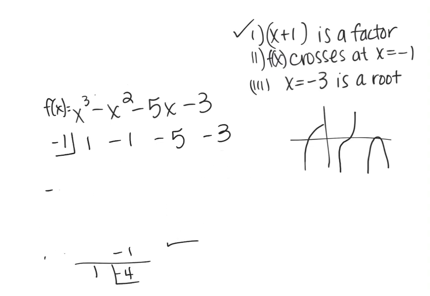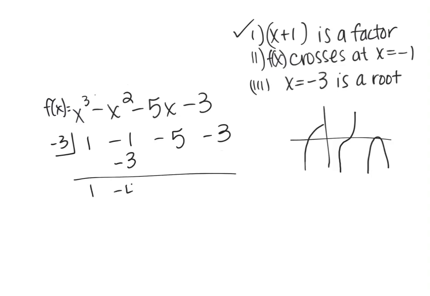So I'm going to erase this, and we'll do synthetic division with -3. If we get a remainder of 0, then we found a root. 1, multiply, add down, multiply, add down, multiply, and no, this one was not a root. It would have been a root if we had gotten a remainder of 0, but in this case, we did not, so it is not a root.